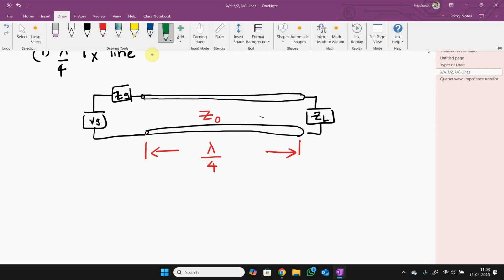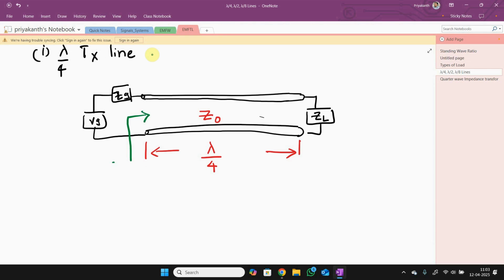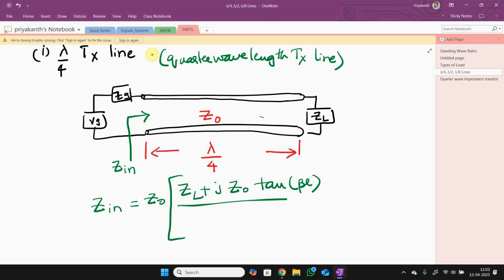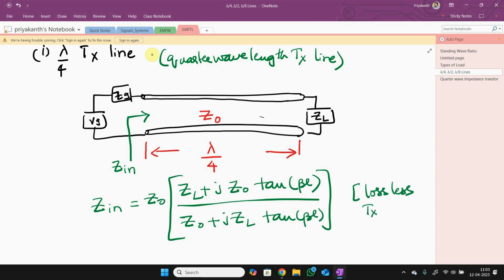Yes, sir. Now we find the input impedance for this quarter wavelength transmission line. Now the Zin formula, again for the case of a lossless transmission line, recollecting it: Zin = Z0 (ZL + jZ0 tan βL) / (Z0 + jZL tan βL) for a lossless transmission line.